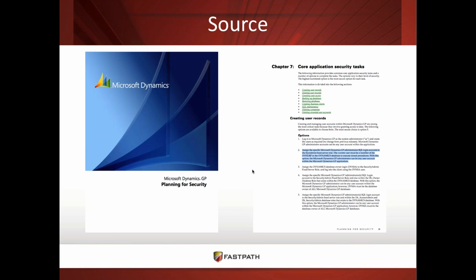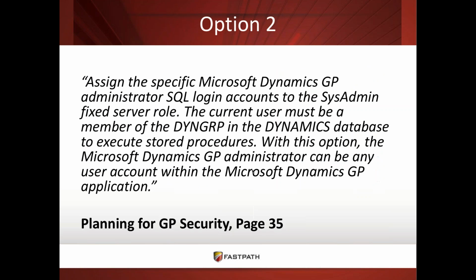Just to prove that, here's the Microsoft Planning for Security manual. Over on the right-hand side, you'll see there are 5 options in Dynamics GP for adding new users. The top one, option 1, is use SA. Option 2 is the one we will be looking at in terms of a technique. Options 3, 4, and 5 are very similar to option 2. So we're going to focus on option 2. There are some things down the road that option 2 can do that options 3, 4, and 5 cannot. So it is the most flexible and it is the easiest one to apply. Let's take a look at that.